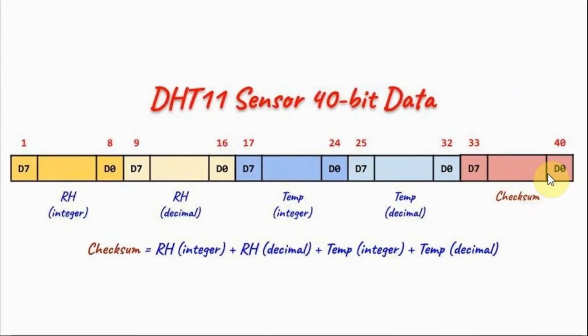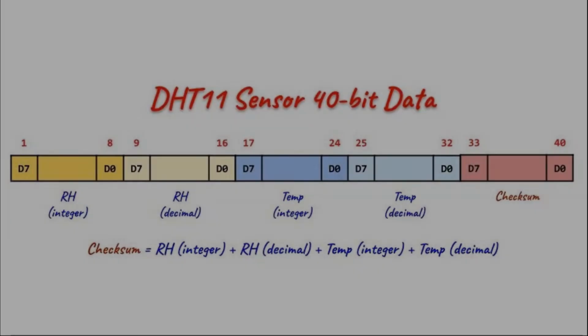The checksum byte can be used to determine that the 4 received bytes are correct. And we can do this by adding the 4 byte values, and they should sum up to the checksum. In this video we'll not be looking into the checksum. This will be left for a future video, and in this video we'll be extracting only the integer part of the humidity and the integer part of the temperature and display it on byte registers of the ATmega microcontroller.